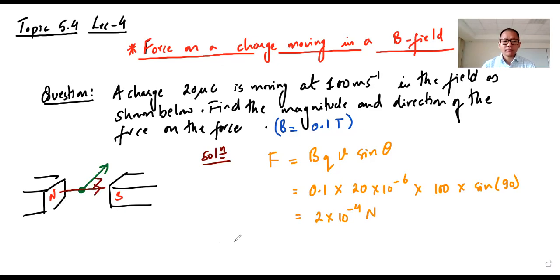Now, in which direction is the force acting? Again, using Fleming's left-hand rule, the field is from left to right, so I point my index finger that way, and my charge is moving inside the page. So the middle finger has to point inside the page, and you see the thumb is down. So the force is acting in the downward direction. Therefore, you can say that the force of 2 times 10 to the minus 4 Newton acts downwards.